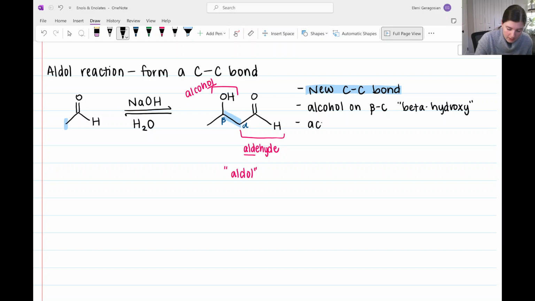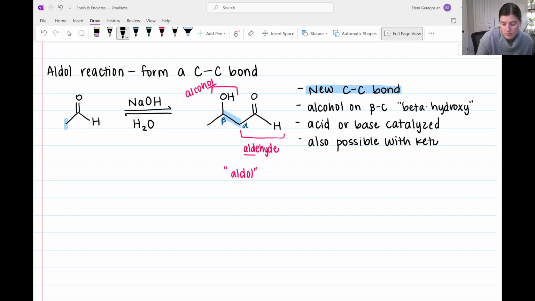These are acid or base catalyzed, and also possible with ketones. Now again, we'll focus on the base catalyzed mechanism. And yes, they are possible with ketones. The aldol name comes from using an aldehyde as the starting material, but we would still call it an aldol reaction if you're using a ketone.